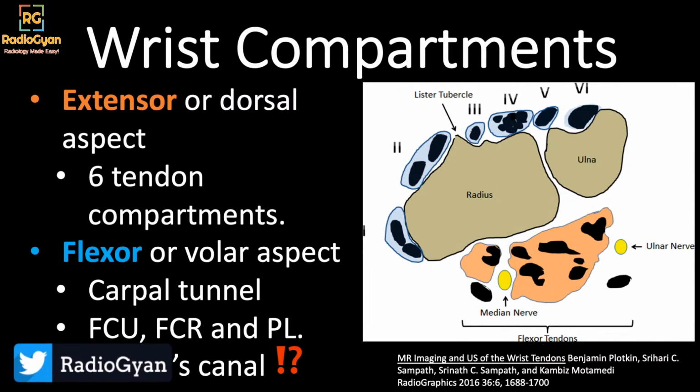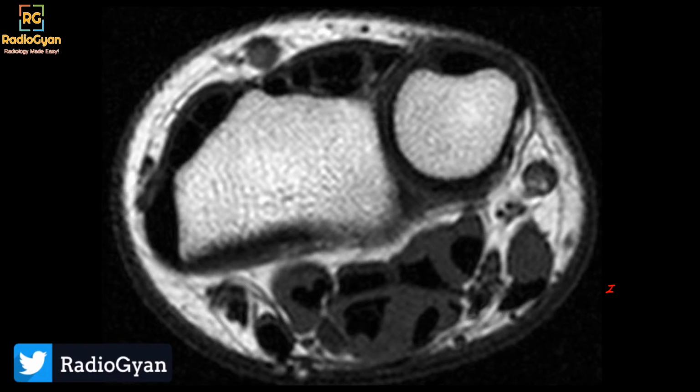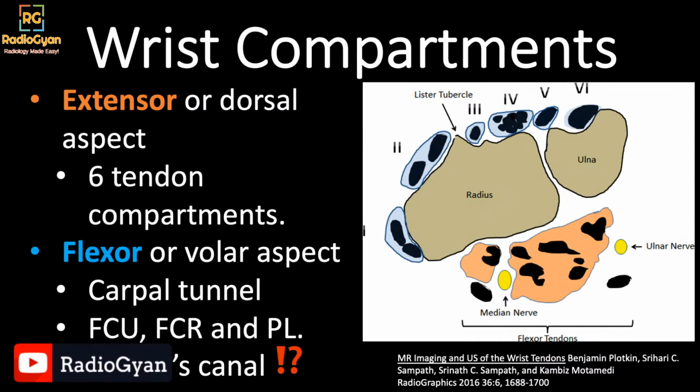So moving on to the wrist anatomy. This is the actual T1 section at the level of the distal radius and ulna. We'll go over each compartment and try to discuss the anatomy. The wrist is divided into an extensor compartment and a flexor compartment.